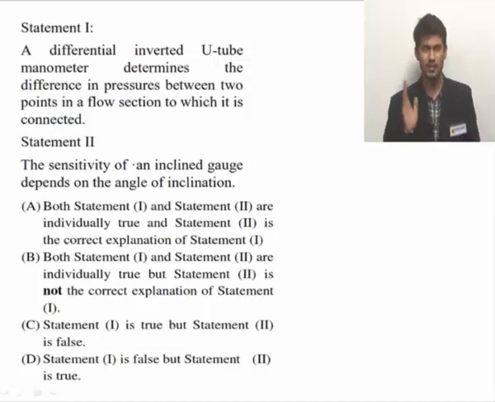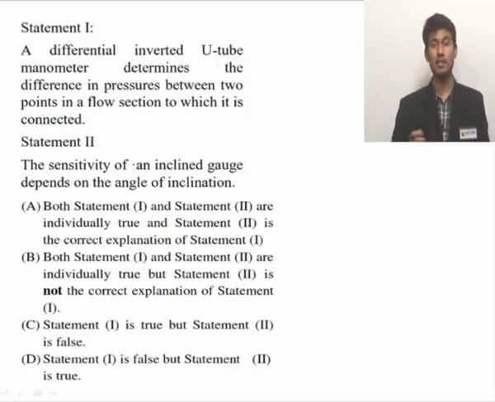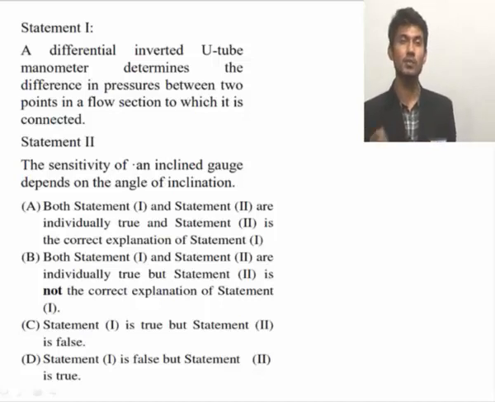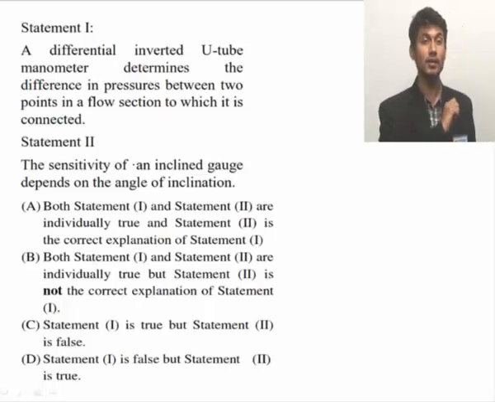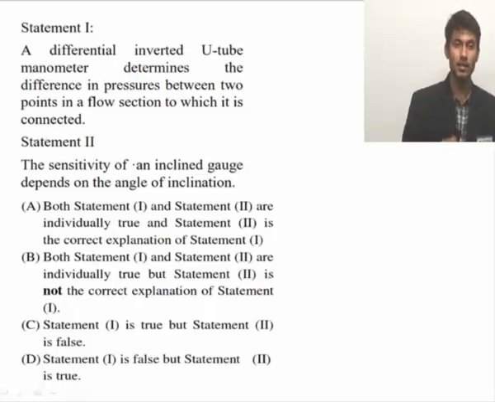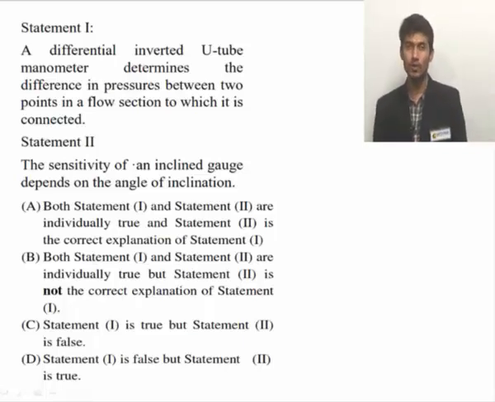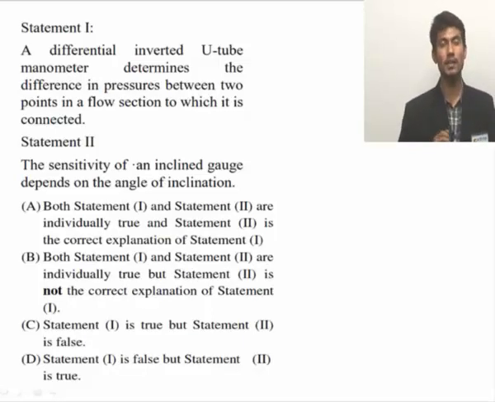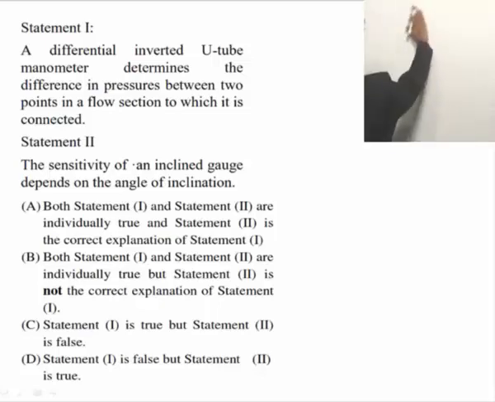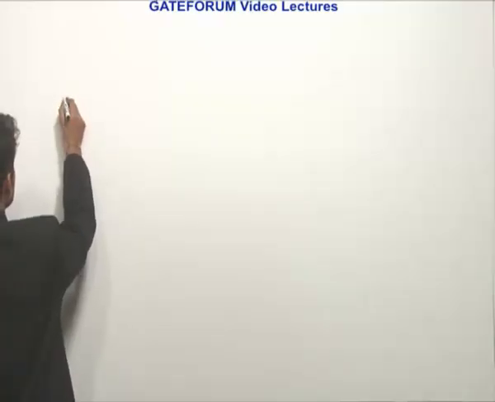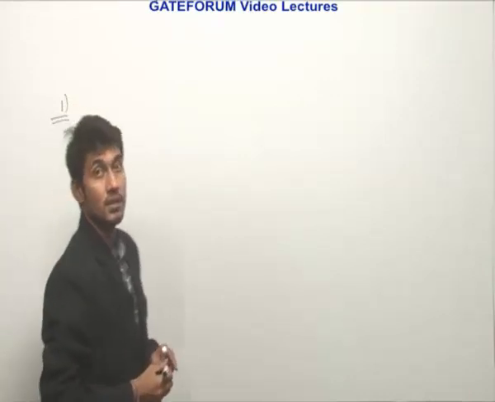Now these two statements are given and 4 options are given. Option A: both statement 1 and 2 are correct and statement 2 is the correct explanation of 1. Option B: statement 1 and 2 are correct and statement 2 is not the correct explanation of 1. Option C is statement 1 is correct, 2 is false, and option D is statement 2 is correct, statement 1 is false. Now, for such questions, you must remember that all the statements should be read very carefully. After reading the statements, you should choose whether it is a correct explanation or not.